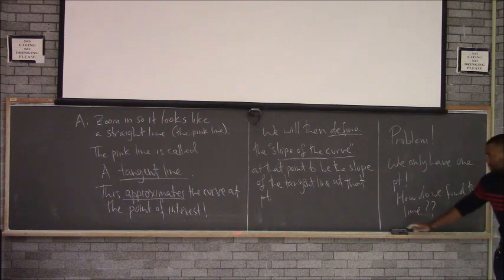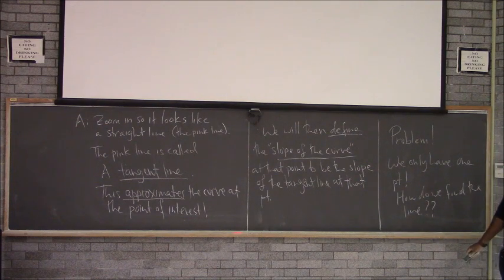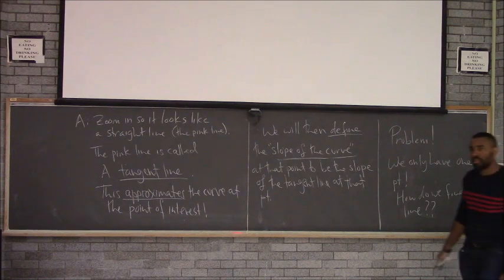Right? Now, if you have a straight line and you only have one point, how can you find the equation of the line? You need the slope, right? But the slope is what we're looking for. We don't know the slope. What's another way to find the equation of a straight line? What other information could you use if you don't know the slope?